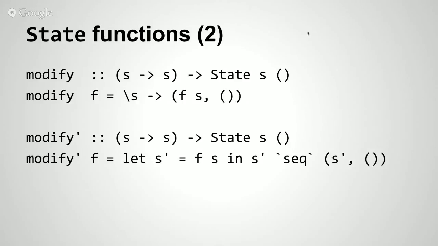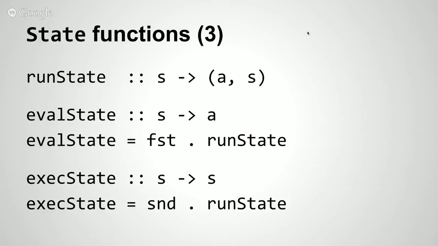Modify and modify prime take a function that will change the state, and modify prime is just a strict version of that, so you don't have thunk buildup. Run state is how you get that function, the S to A-pair-S, out of a stateful action. And eval state and exec state are variants: eval state just returns the A, so it throws away the final state, and exec state just returns the new state.